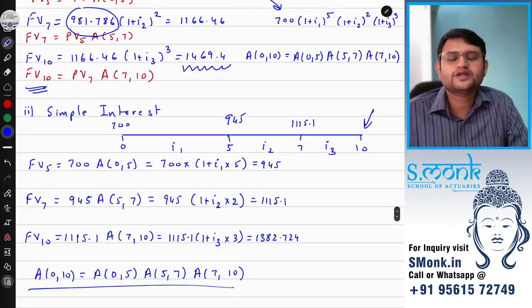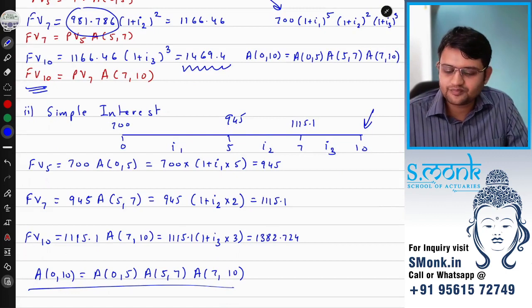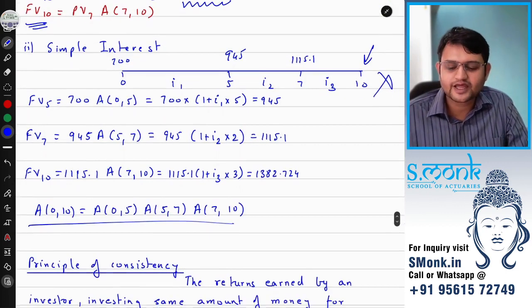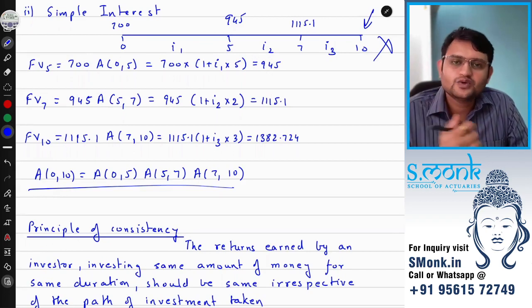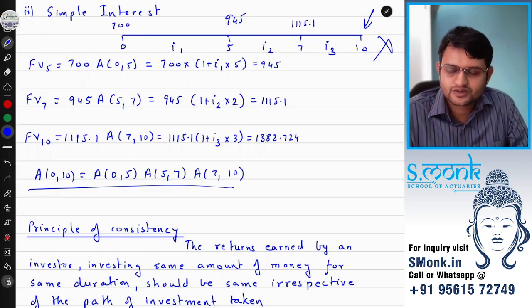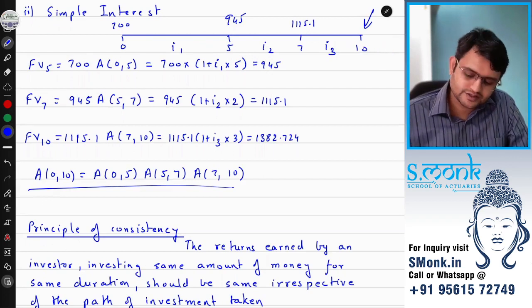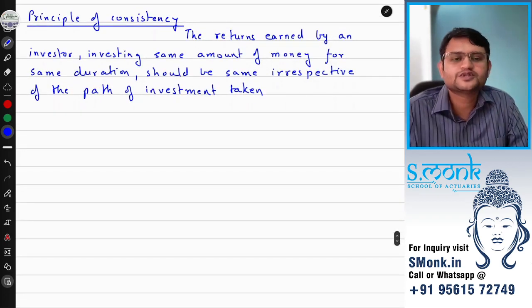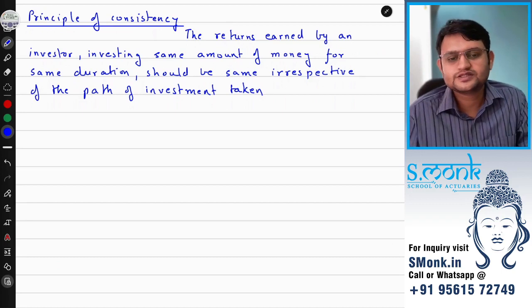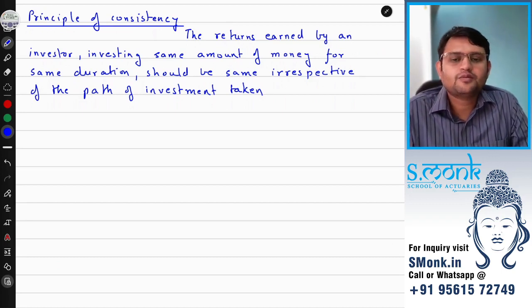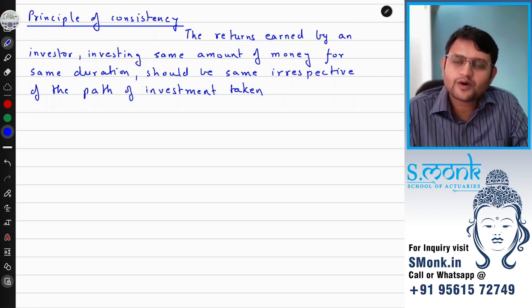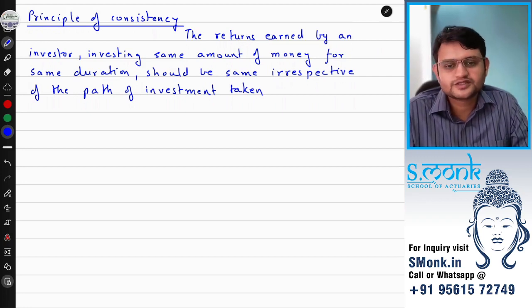Now in compound interest, this is consistent, but in simple interest, it is not consistent, and that is why we don't really use simple interest for very long calculations, because it is not consistent. It does not follow this principle of consistency. If I change the path, then the amount that I am going to get is going to be different. But compound interest does follow this principle of consistency.